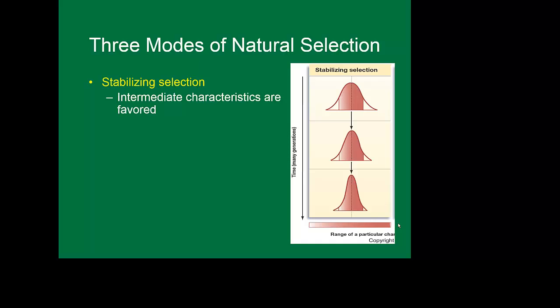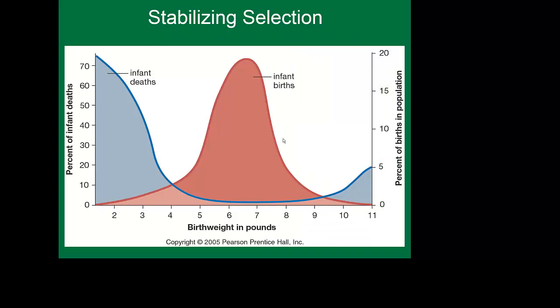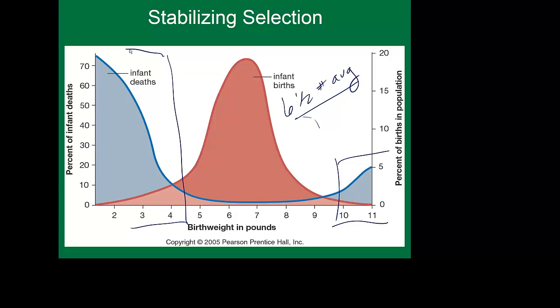In stabilizing selection, as we said, everybody becomes average. Well, why would that happen? Well, let's look at infant birth rates in the human population. Infant birth rate sits around about 6.5 pounds on average. For individuals that are born larger than that, so over 10 pounds, and smaller than that, under 4 pounds, we look at percent of infant death rates going way up for those individuals, right? This red curve is actually percent of births, okay? And percent of infant deaths is in the blue. So this is death.